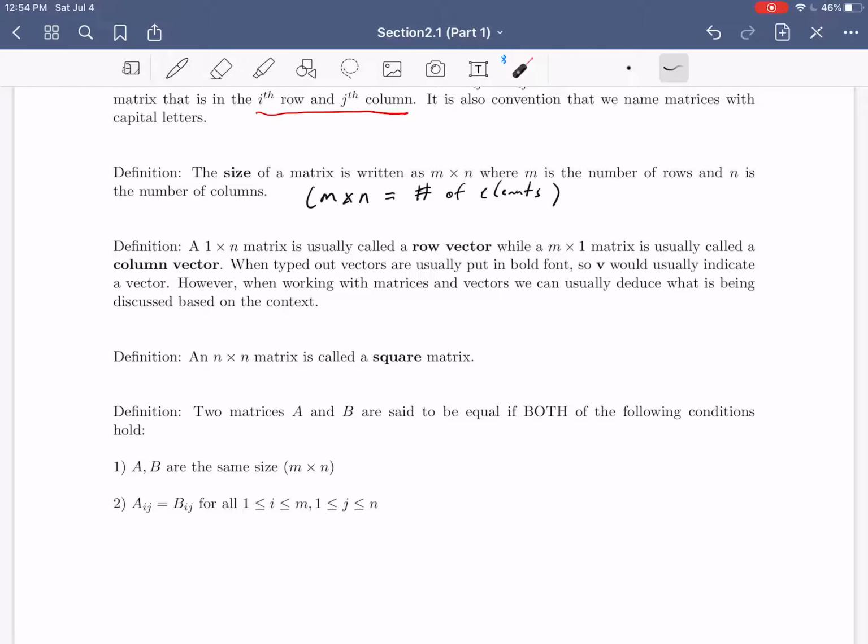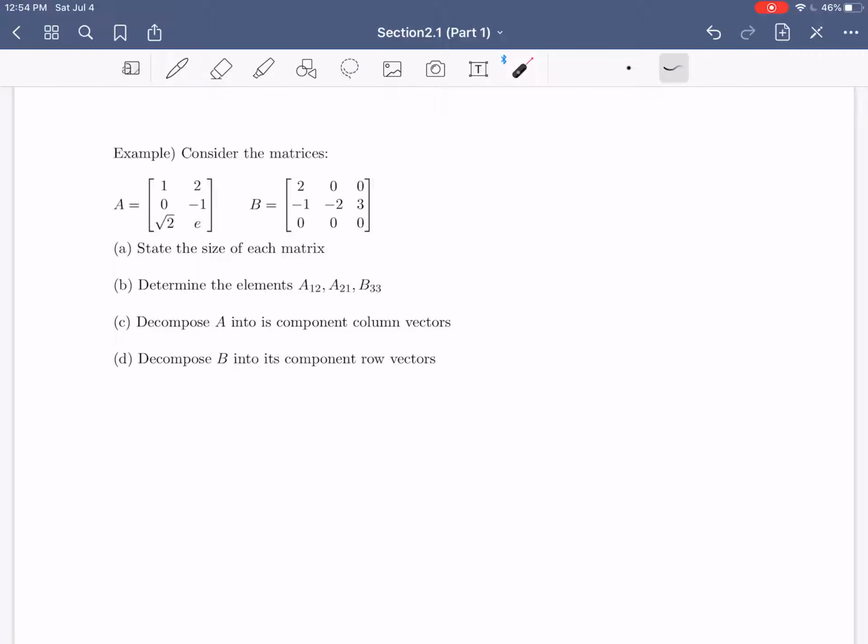Okay, so a lot of terms there. Let's take a look at a quick example. Most of this should be either review or pretty clear, but let's take a quick look anyway. Here are two matrices. This is how you'll see them right now. We have matrix A, which is 1, 2, 0, negative 1, root 2, e, and matrix B, which is 2, 0, 0, negative 1, negative 2, 3, 0, 0, 0. We're going to make sure we're comfortable with all the basic statements and definitions we made. We'll state the size of each of these, determine a couple elements, A1,2, A2,1, B3,3, and then decompose A into its component column vectors and decompose B into its component row vectors. So let's go ahead and do this real quick.